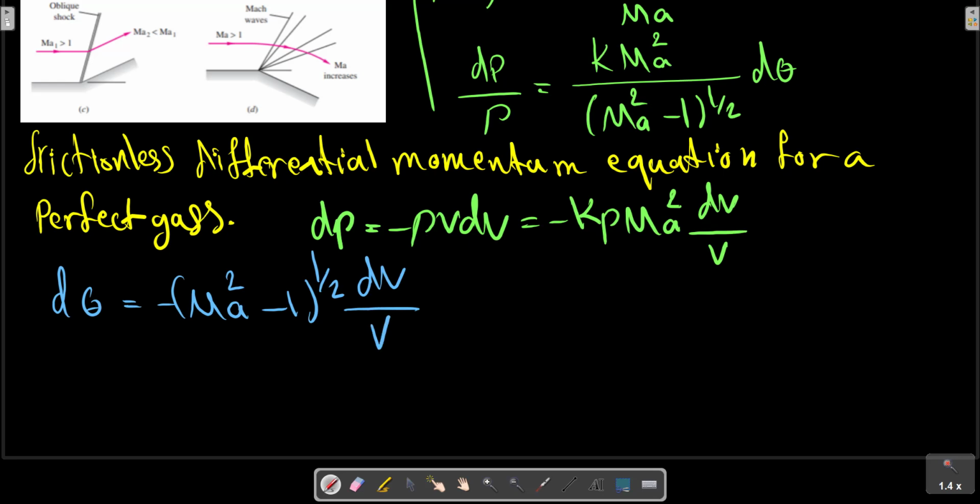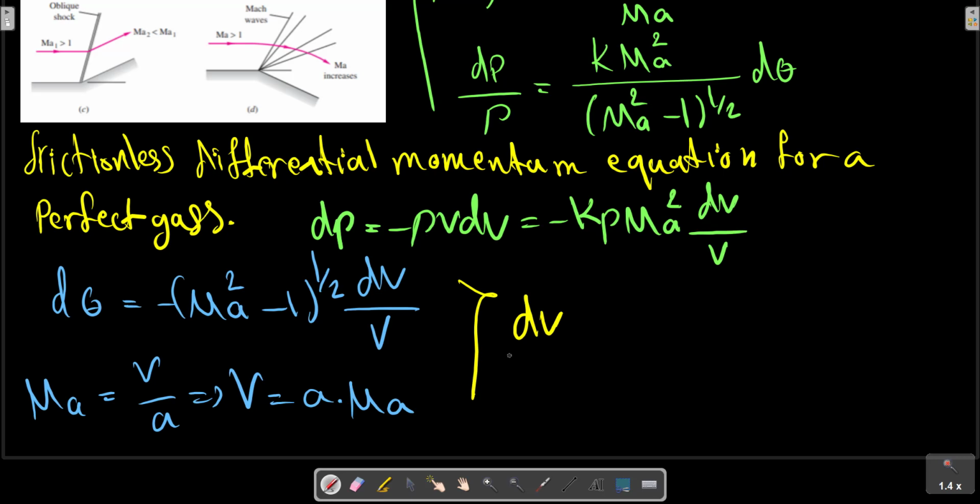This can be integrated into a functional relation for the final turning angle if we can relate V to Mach. We do this from the definition of Mach number. For the Mach number we have V equals a multiplied by the Mach number. Substituting into the above equation, we can obtain this relation for a Prandtl-Meyer wave.